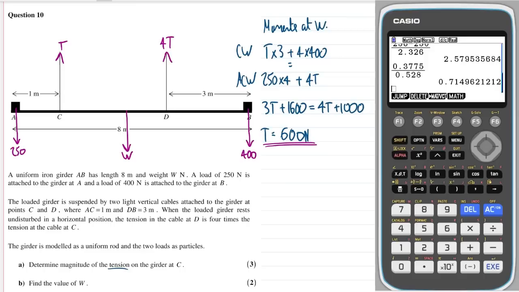Well, once we've done this, we just resolve vertically, of course. So vertically, we've got 5 T's going up, and 5 times 600 is 3000. And going down, we've got 650 plus W. So therefore W is equal to 2350 newtons. Perfect.